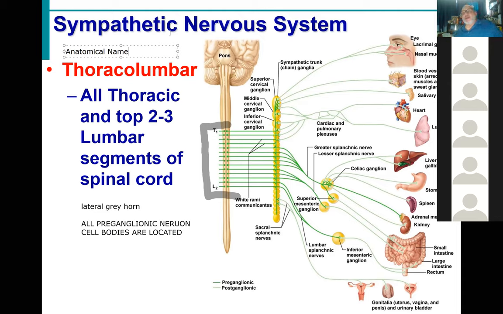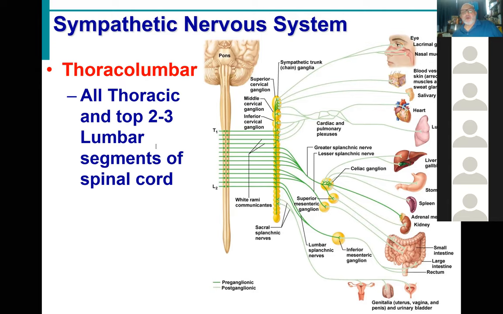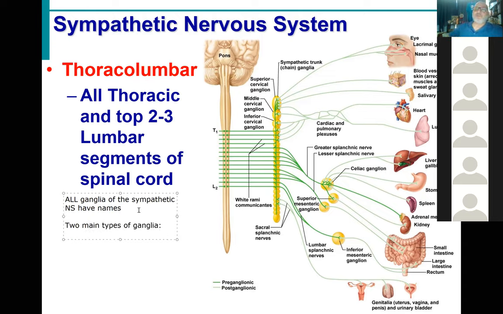Now, unlike the parasympathetic, where only four ganglia have names and the rest are just terminal ganglia, all of the ganglia of the sympathetic nervous system have names. So all of them have names. And there are two main types. The first are what are called chain ganglia.